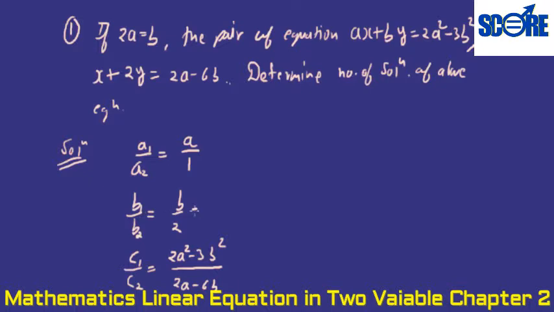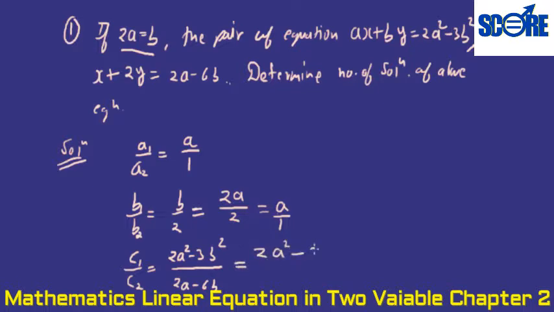So in b1 upon b2, we replace b by 2a, because b equals 2a. So 2a by 2, the 2 and 2 get cancelled, I get a, or you can say a is nothing but a by 1. So a1 upon a2 is equal to b1 upon b2, both are equal to a by 1. Now check c1 upon c2.